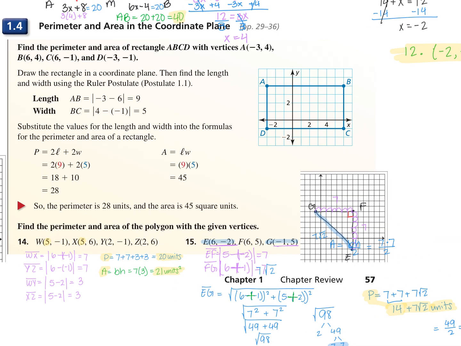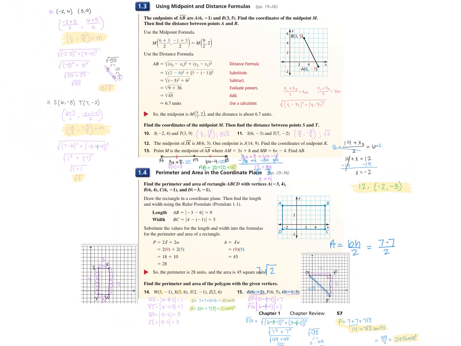Any questions on 1-3 and 1-4? A lot of work.